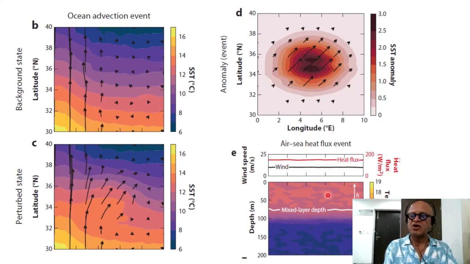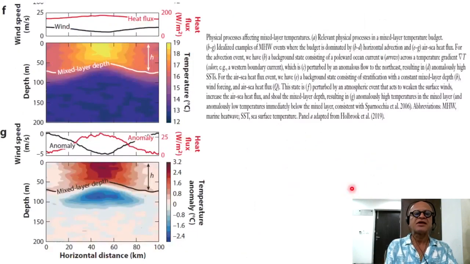So associated with that, you can have background heat flux and winds. So there is a background mixed layer depth with the temperature, and then you have perturbed states to the wind speed. Wind speed can decrease and reduce latent heat loss, for example, and create a shallower mixed layer depth and increased sea surface temperatures like this. So you can see the anomalies in heat flux and winds, and then resulting temperature anomalies and mixed layer depth anomaly with warmer temperatures near the surface, cooler temperatures below.